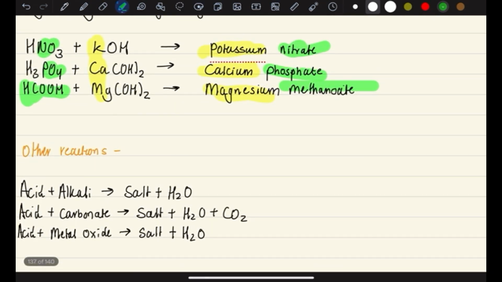And then when you see your other reactions, I'm sorry that the highlighting on that wasn't the neatest, to be fair. But when you look at your other reactions, acid and alkali, salt plus water; acid and carbonate, salt plus water plus carbon dioxide; and acid plus metal oxide is going to be salt plus water. Remember all of those because it's crucial that you know the different equations that you're going to get for different acid plus base reactions. So these are just different examples of bases that you need to be aware of.